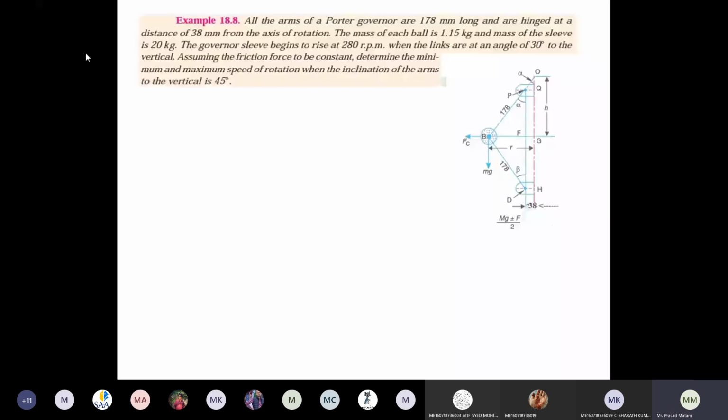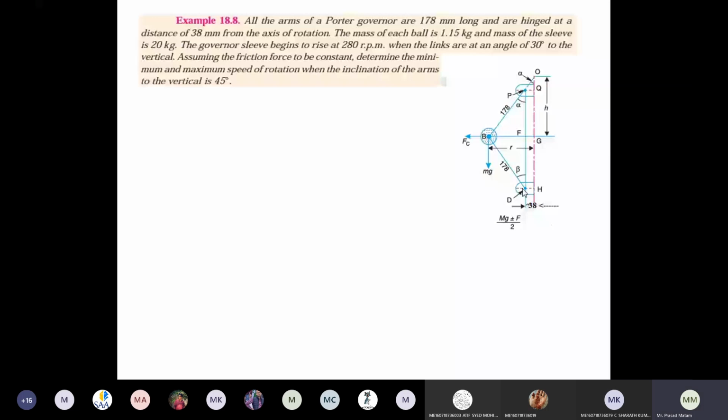So this is the problem of a quarter governor. All the arms of the quarter governor are 178 mm long and are hinged at a distance of 38 mm from the axis of rotation. Here the upper arm and lower arm are located at an offset distance of 38 mm. The mass of each ball is 1.15 kg and the mass of the central load is 20 kg.